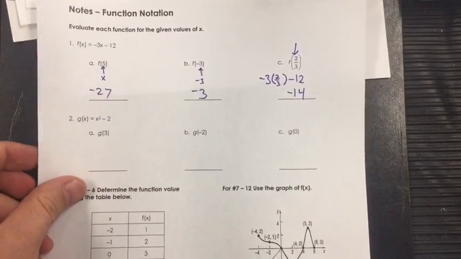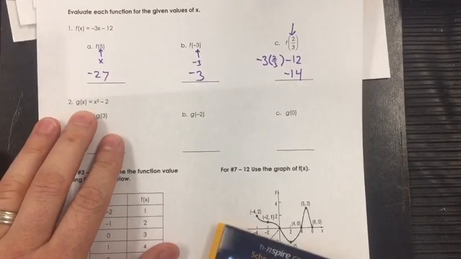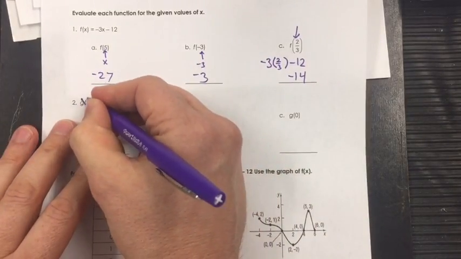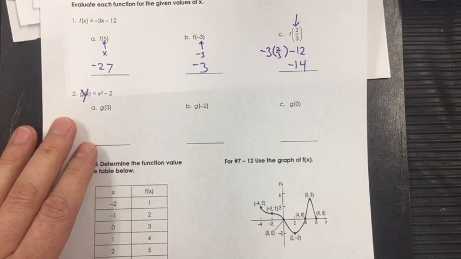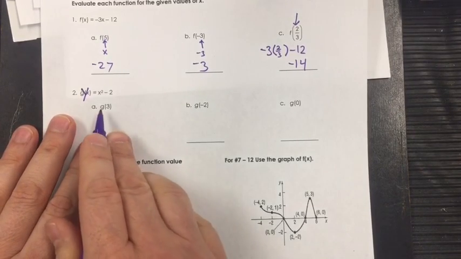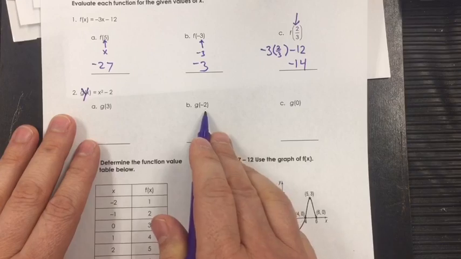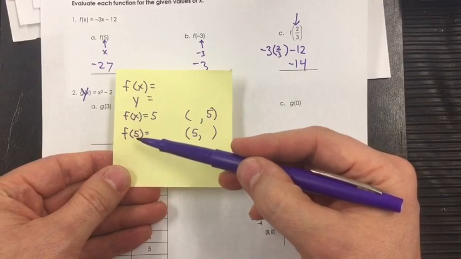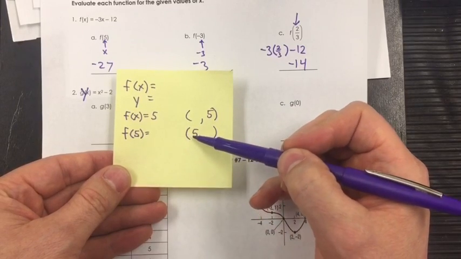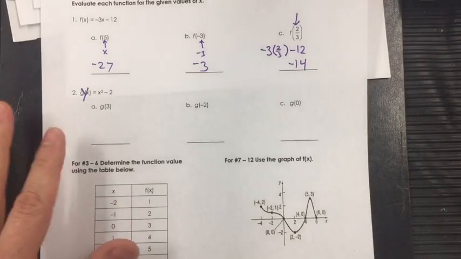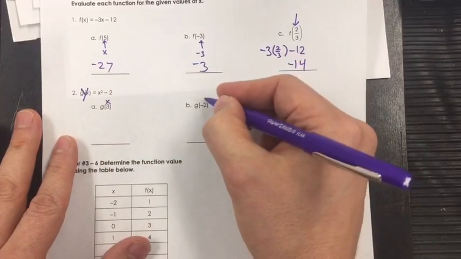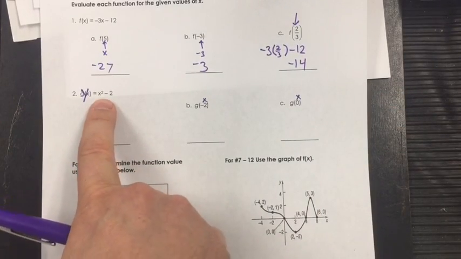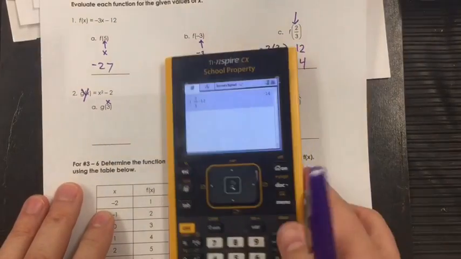Now, number 2 looks a little different. They don't have f of x, they have g of x. And there's no difference at all. That g of x is just like a y equals. So they're giving me g of 3, g of negative 2, and g of 0. Remember, in function notation, when they're giving you that number in the parentheses, they're giving you an x value, the first number in your ordered pair. So this is an x value, this is going to be an x value, that's going to be an x value. If we put this in our calculator and pull up the table, we'll get all 3 of those answers.